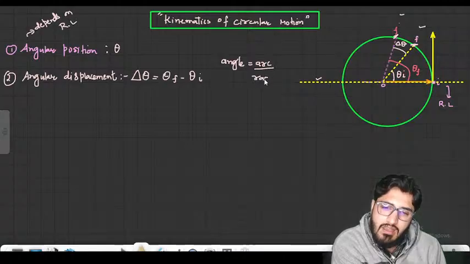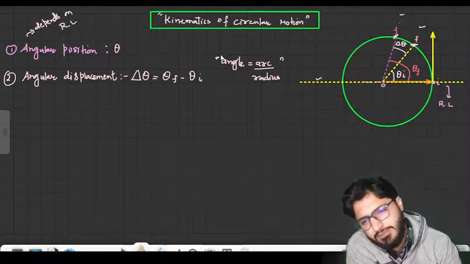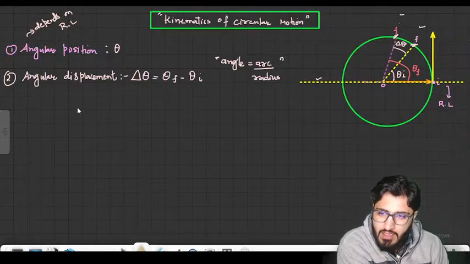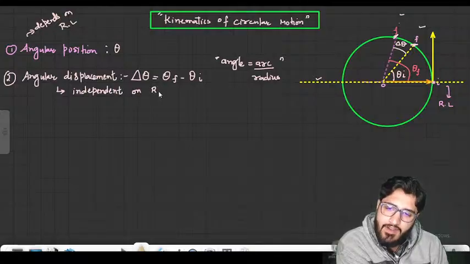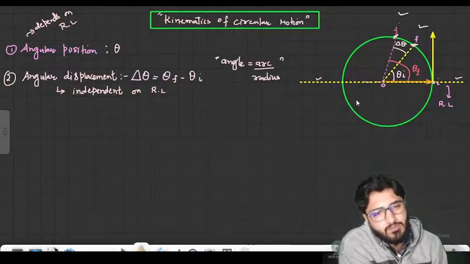It is arc by radius from basic mathematics. Very easy to understand. Displacement and angular displacement, nothing more than that. Angular displacement is independent of a reference line. Look, it only depends on these two positions, one position and second position. It doesn't depend on this one. It is only between these two things.